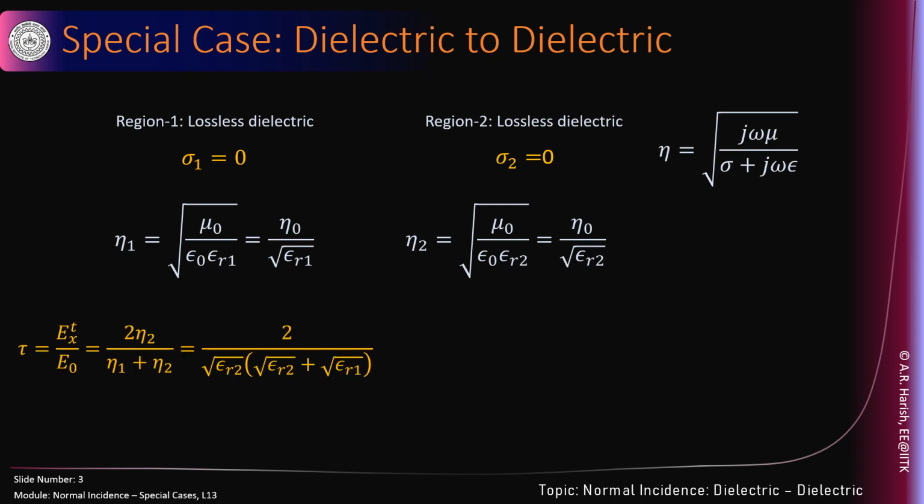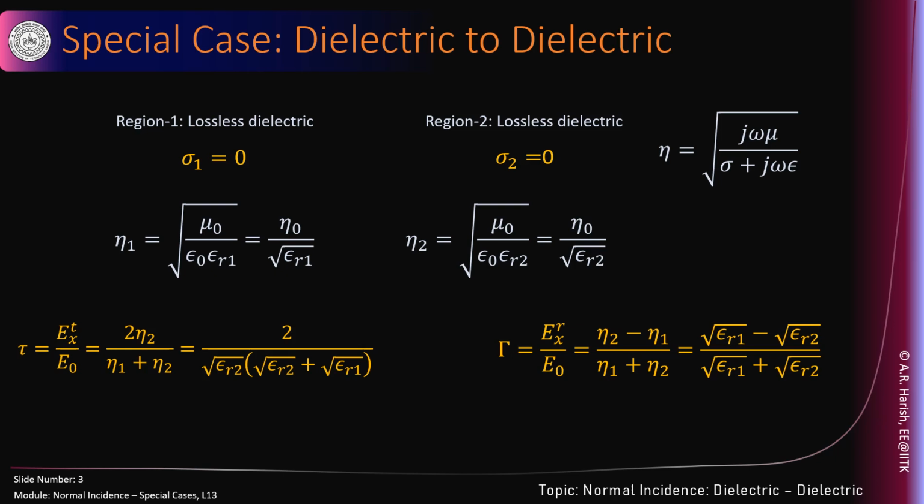Now if I substitute the values of eta 1 and eta 2, it is not very difficult to show that tau is given by this equation and gamma is given by this equation. Nothing exotic happening here, it's just a helpful equation. What it implies is that if epsilon r2 is greater than epsilon r1, gamma is negative, and if epsilon r1 is greater than epsilon r2, gamma is positive. That's all that's going to be conveyed here.